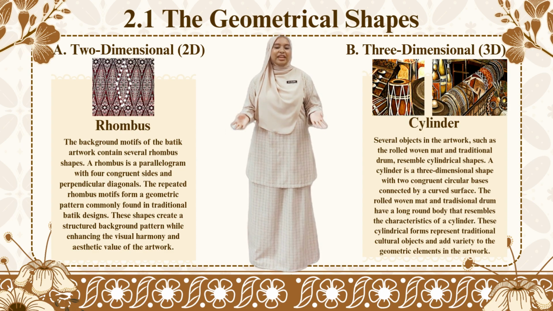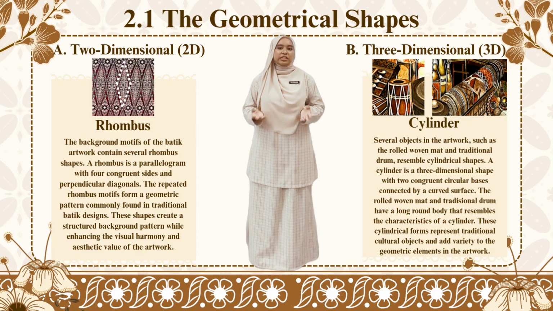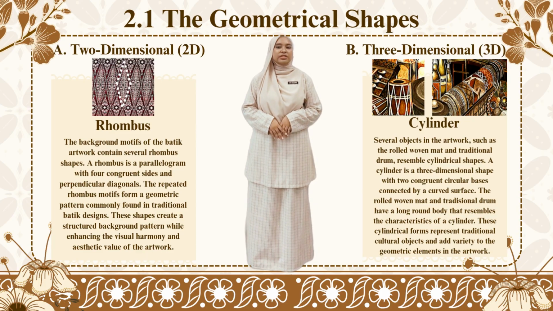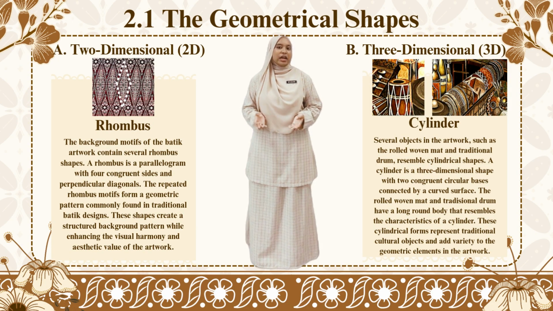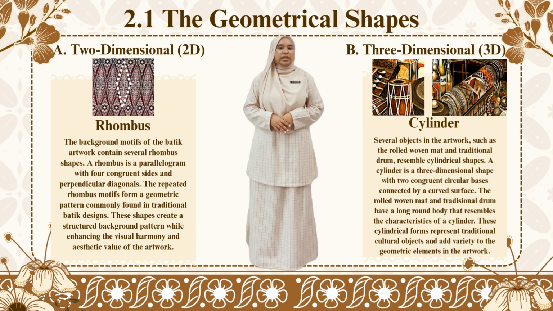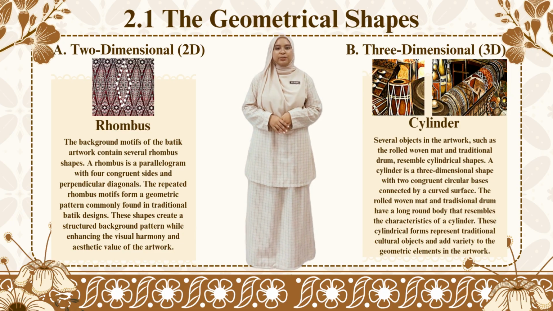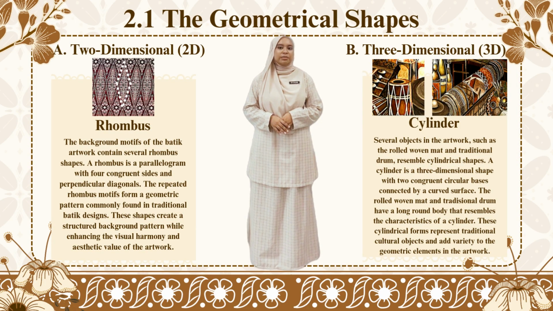In conclusion, the use of isosceles triangles, circle, rhombus, and cylinders demonstrate the variety of geometrical shapes present in the selected batik artwork. These shapes contribute to the overall composition, visual balance, and aesthetic value of the design while reflecting the cultural elements represented in the artwork.